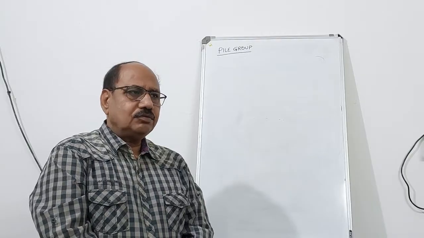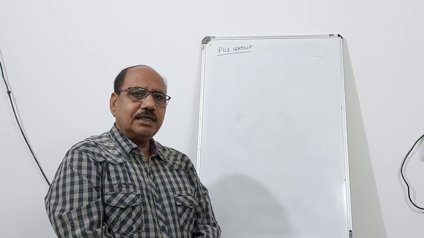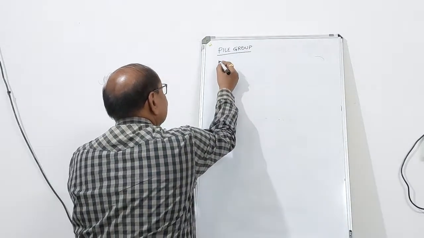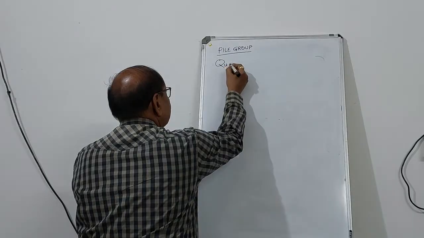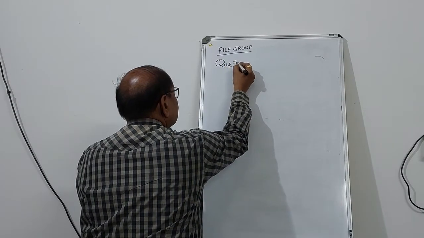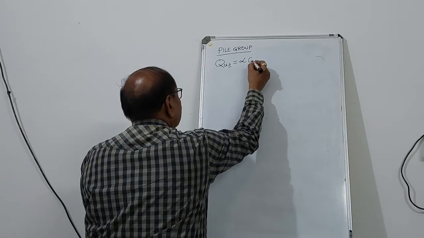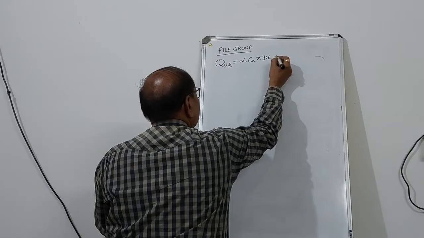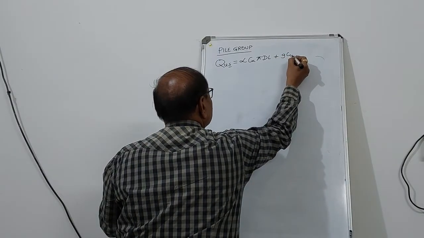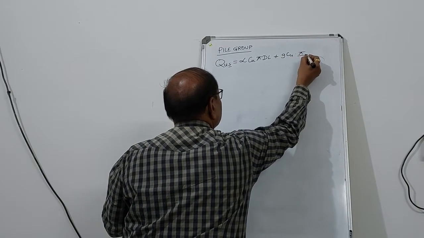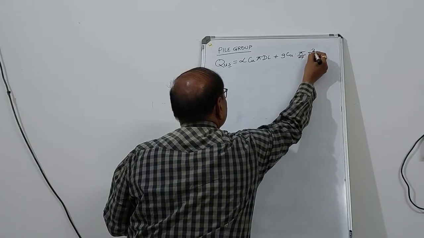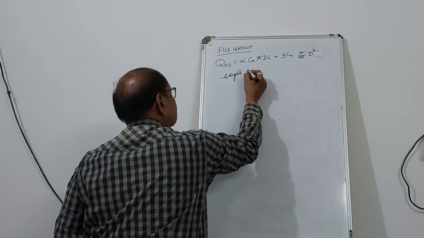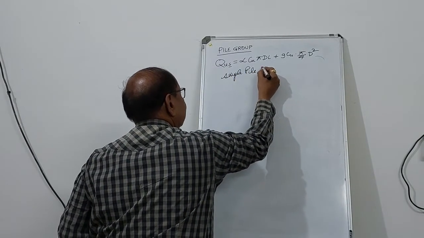So in the cohesive ground, for a single pile, you have seen the ultimate load carrying capacity is given by this expression. The ultimate load carrying capacity of a single pile is given by alpha times C0 into pi d l plus 9 times C0 into pi by 4 d square. But a single pile is seldom used.